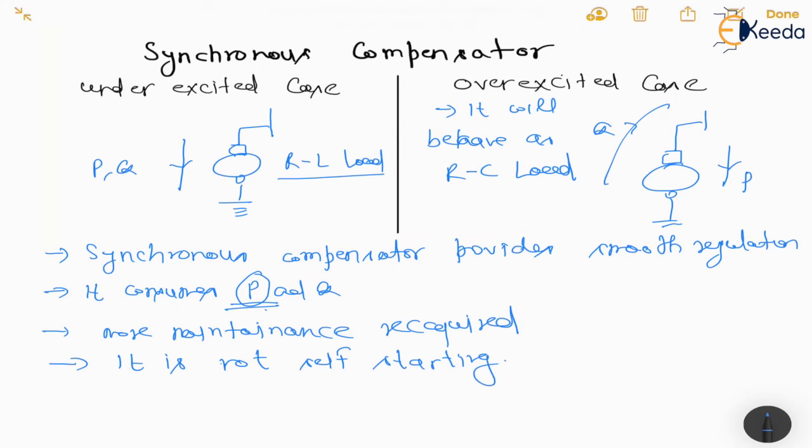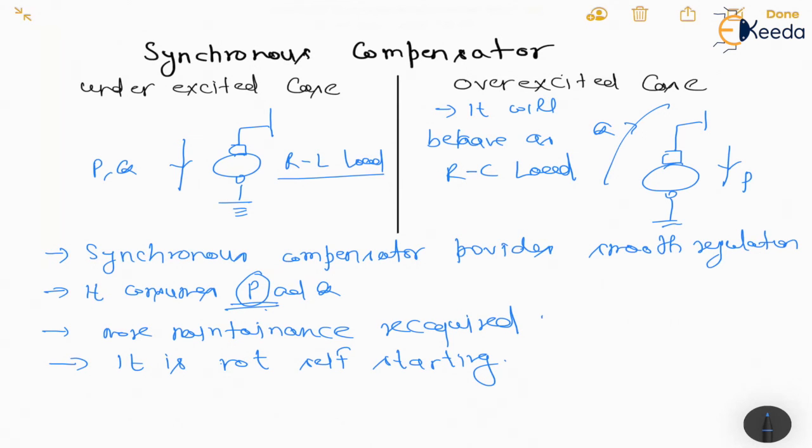So now I am going to summarize. Though synchronous compensator can be used as a single device for source and load for reactive power, but it has some flaws. It consumes both active power as well as reactive power. Reactive power it can give, also it can take, but it consumes P. And in case of static compensator, the inductor and capacitor do not consume P. So this is the drawback of the synchronous compensator.